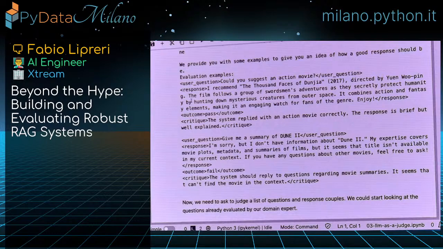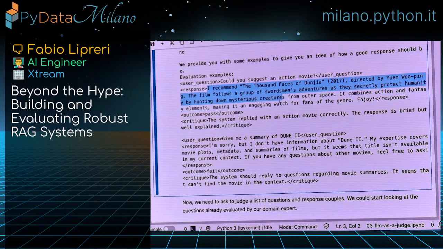Why is the domain expert important, again? Because it's the one that can help us to build these examples. Because maybe we don't know anything about the domain, or we are not as expert as our domain expert. Here I put just 2 examples, one for the pass and one for the fail. Here: could you suggest an action movie? And here is a response from our RAG system. The outcome is pass. The system replied with an action movie correctly. The response is brief but well explained.